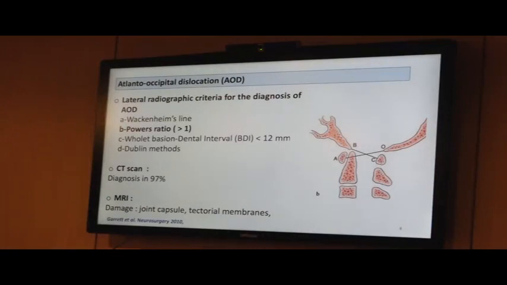The second measurement is the Power's ratio. It assesses the relationship of two lines: the distance between the basion and the posterior arc of C1, and between the opisthion and the anterior arc of C1. In normal individuals, the average is 0.77, and a ratio of more than 1 is a fairly reliable diagnostic indicator of anterior dislocation.